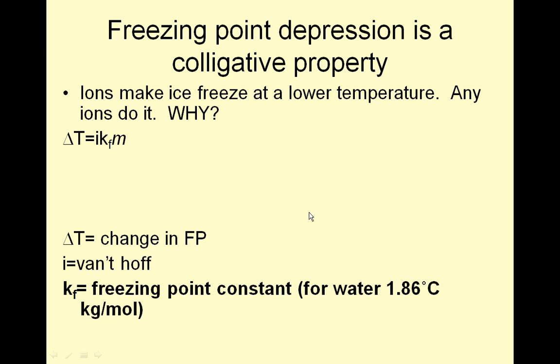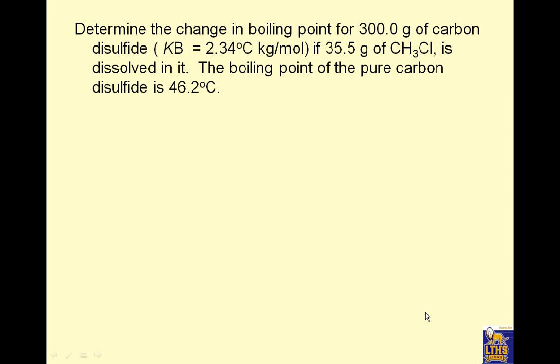Okay, so freezing point depression is the same kind of thing, except instead of the ions making the boiling point go up, now ions make the freezing point go down. Why? Solute loves solvent. It wants to stay liquid longer and get in the way. The formula is almost exactly the same, except this time it's a Kf for a freezing point change. Delta T is a change in the freezing point, i is a Van 't Hoff constant, and Kf is a freezing point constant. For water, this is 1.86 Celsius kilogram per mole.